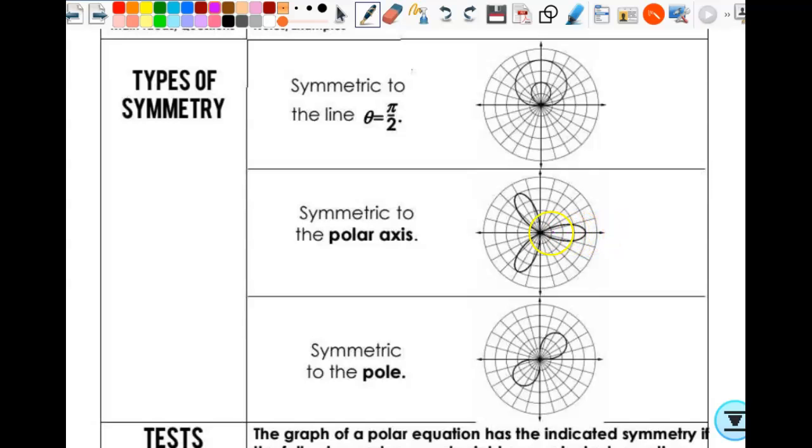Symmetric to the polar axis, I can reflect it in the polar axis, and it's going to look the same, okay? Symmetric about the pole is like your origin symmetry when we talked about it with functions. That means if I rotate this 180 degrees, it's going to look the same. So in that case, you could just turn your paper upside down. It looks exactly the same. It's symmetric to the pole. Okay?